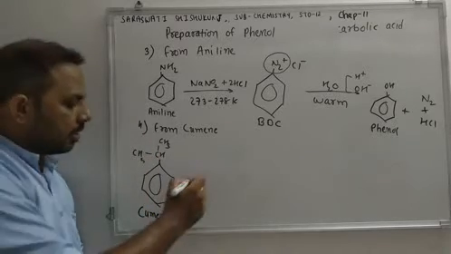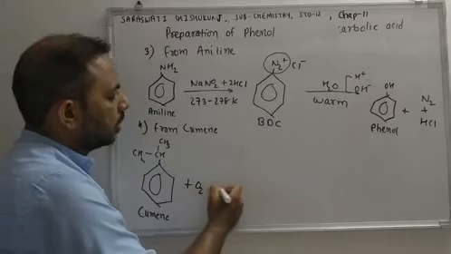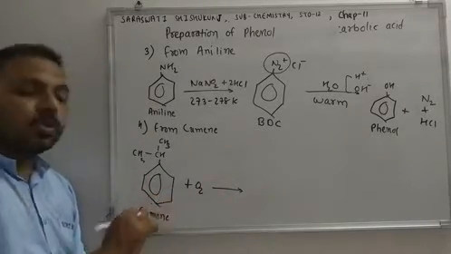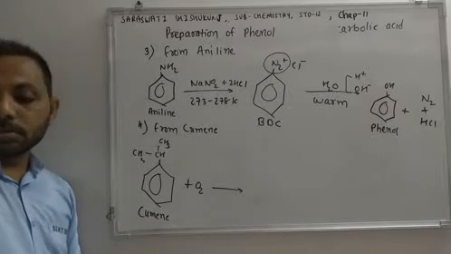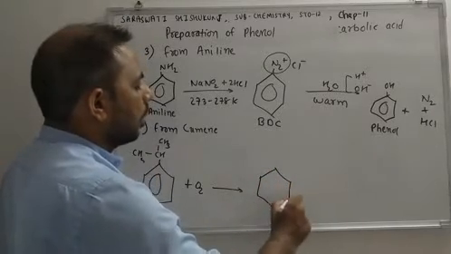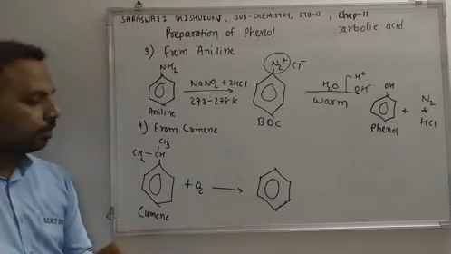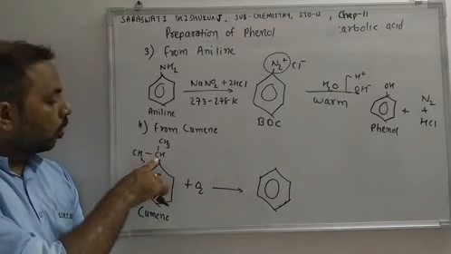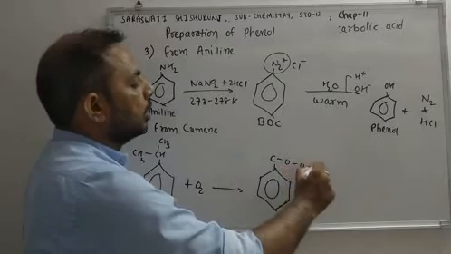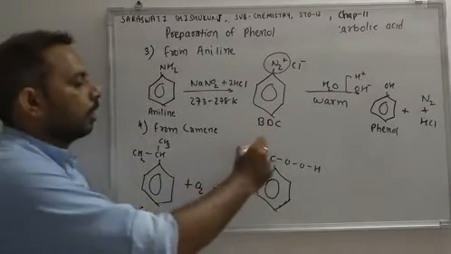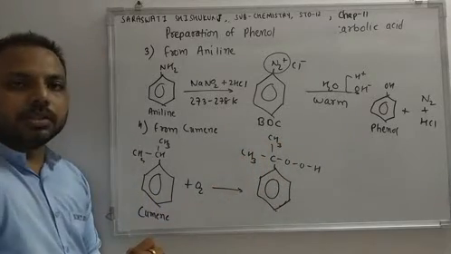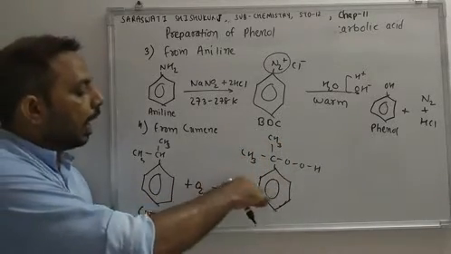Cumene is oxidized, which means it reacts with oxygen. So if isopropyl benzene or cumene reacts with oxygen, it will form a hydroperoxide. So it will form cumene hydroperoxide. Now, what is the structure of cumene hydroperoxide? Oxygen is added over here. So we can write oxygen like this. Okay? And CH3 here. So this is cumene hydroperoxide.